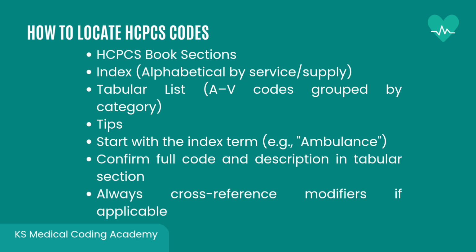How to locate HCPCS codes. To find a HCPCS code, always begin with the alphabetical index in your book. Search by the main service or item, like oxygen or ambulance. Then go to the tabular section to verify the full code and description. Make sure to also check if a modifier is needed for full accuracy.